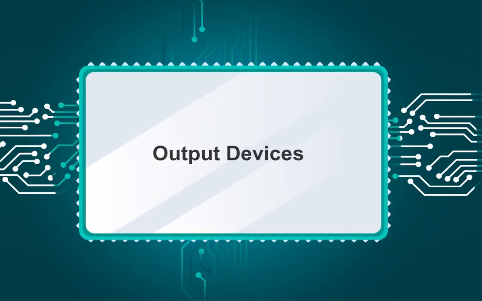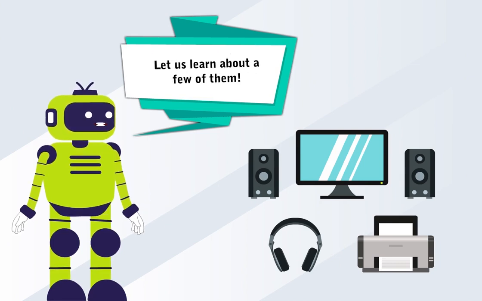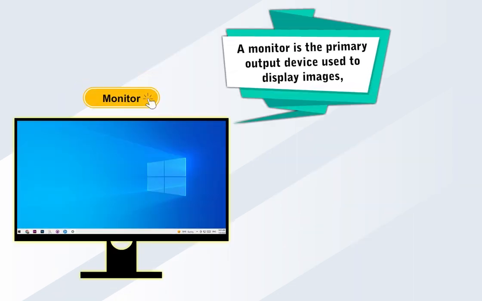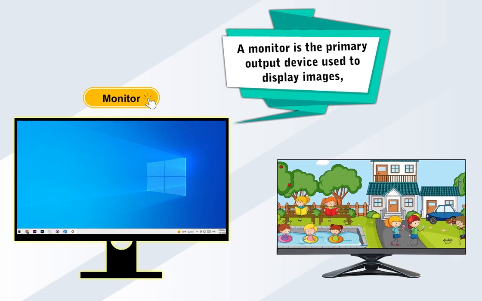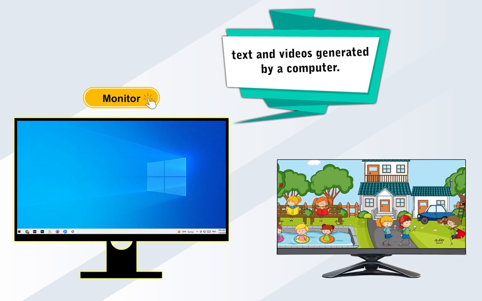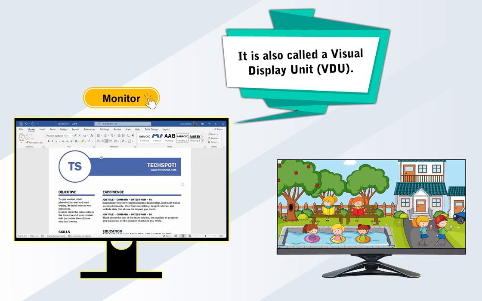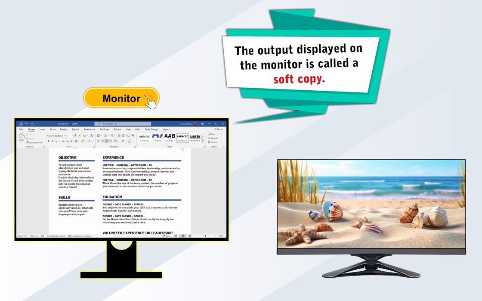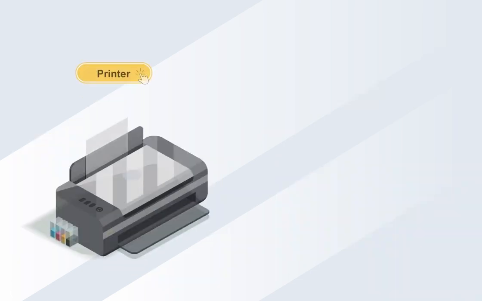Output devices. Output devices display the result after the CPU processes data. Let us learn about a few of them. Monitor. A monitor is the primary output device used to display images, text, and videos generated by a computer. It is also called a visual display unit, VDU. The output displayed on the monitor is called a soft copy.